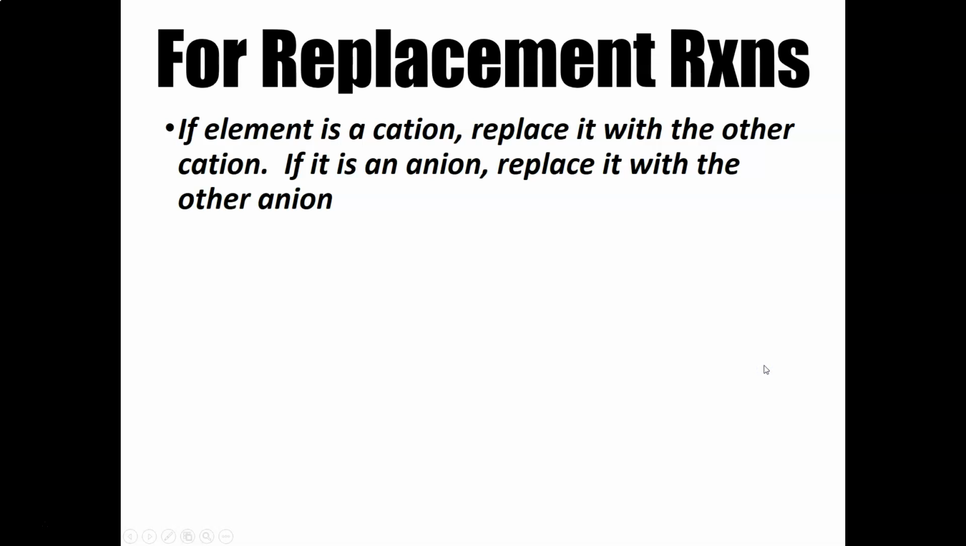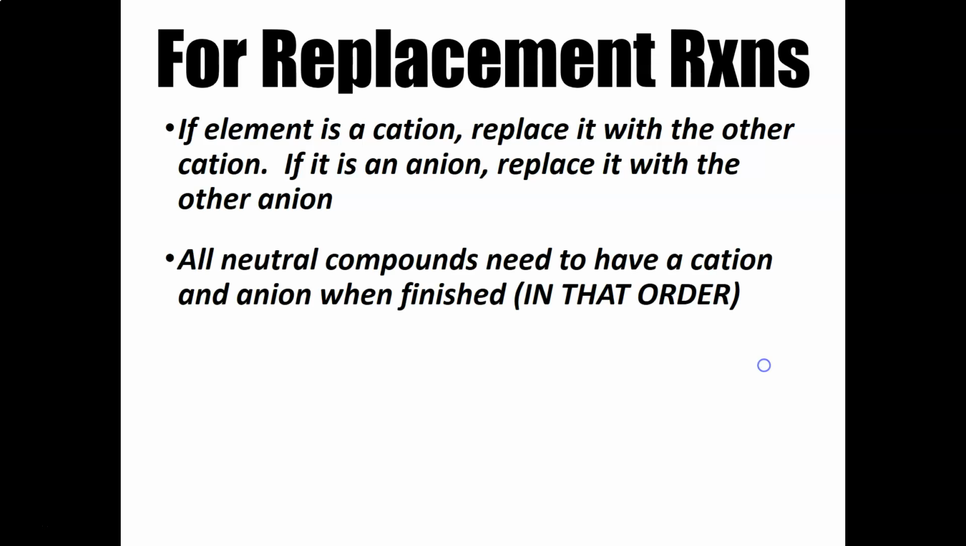Just a couple little things for those single and double replacements. If you have a cation, you replace it with a cation. If it's an anion, you replace it with an anion. You always need to be keeping track of which things are positive, which things are negative. You don't want two positives together. You don't want two negatives together. You want to have a cation and then an anion, right? Make sure you list them in that order. Cation always goes first.